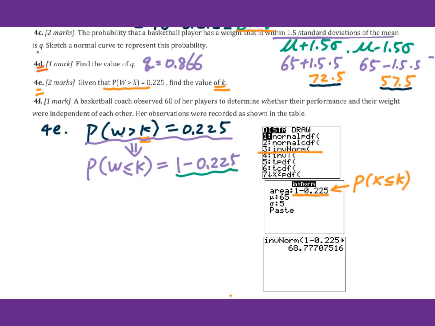So for area, that will be the probability. We put in 1 minus 0.225. The mean is still 65. Standard deviation is 5. Then inverse normal, you will get this. That is K equals 68.8. When you're working out this K, remember this area is always the probability of X less than or equal to K.